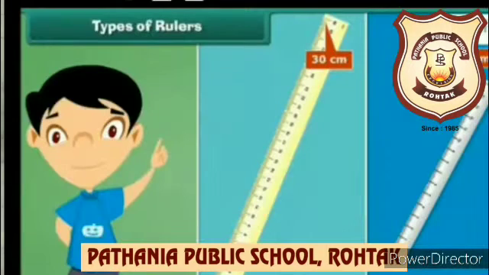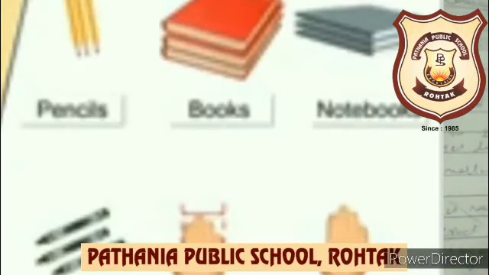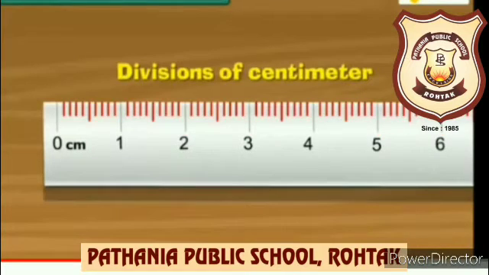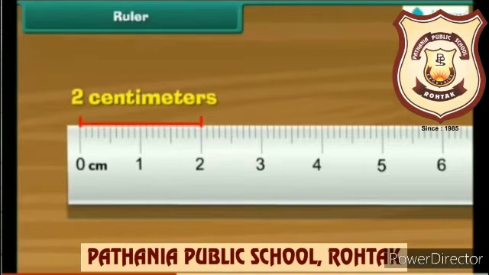Types of ruler. A ruler is of two types: one is 15 centimeter and the second is 30 centimeter. This is a ruler through which we find the exact length of pencils, books, notebooks and crayons. Now we learn to read the scale. Read the ruler: the longer line represents a centimeter, and the smaller lines represent divisions of a centimeter. Now this is 2 centimeters long. So by this we can measure the length of a small object.